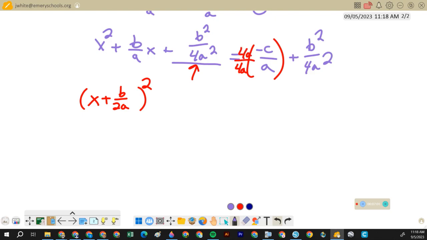Why am I allowed to do that? Why am I allowed to times the top by 4a and the bottom by 4a and not change anything? What is 4a over 4a? 1. And all I'm doing is multiplying by 1. So I'm taking the fraction negative c over a and I'm changing its clothes, but it's still the same person, right? Just has a different set of clothing. And I don't want to lead with a negative, so I'm going to rearrange the fraction, and I'm going to say b squared minus 4ac over 4a squared. Everybody follow?